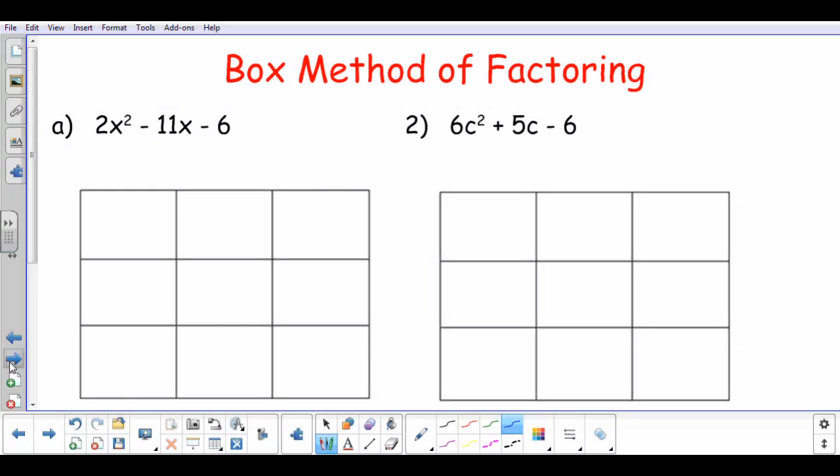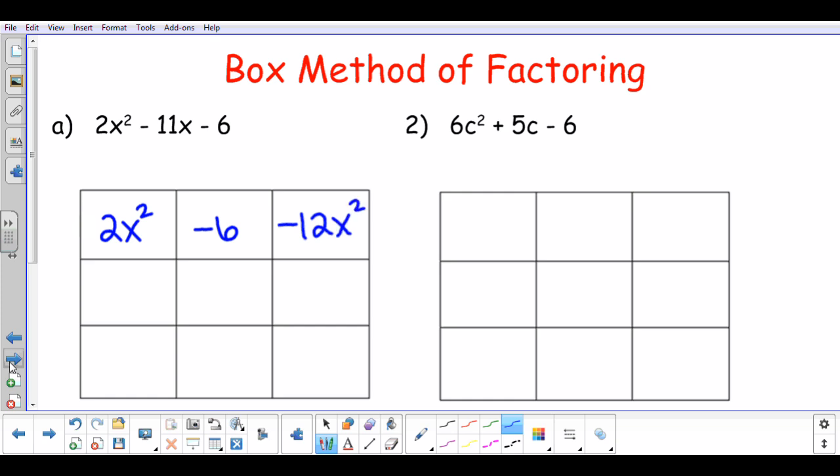So in A, I have 2x squared minus 11x minus 6. So I want to see, do I have anything in common first? And I don't. 2, 11, and 6 have nothing in common, and their variables don't share anything either. So I'm going to proceed to put my first term in the first box. So 2x squared, my last term of negative 6 in the second box, and now I'm going to multiply 2x squared times negative 6, and that's going to give me a negative 12x squared to go in that last box.